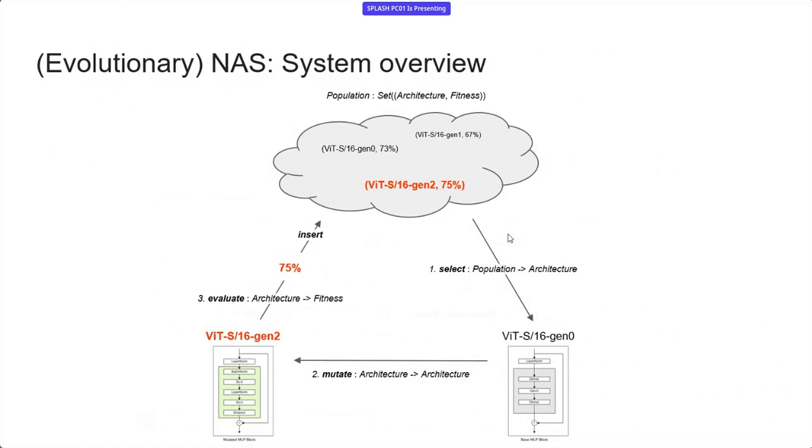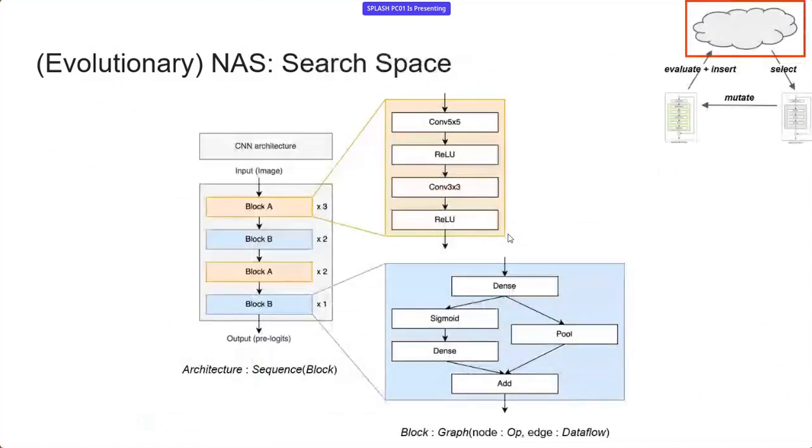We run this in a loop until we've exhausted our computational budget, and then we terminate the search and return the best one as the output. So that's evolution at a high level. Now we're going to look into specifically some details.